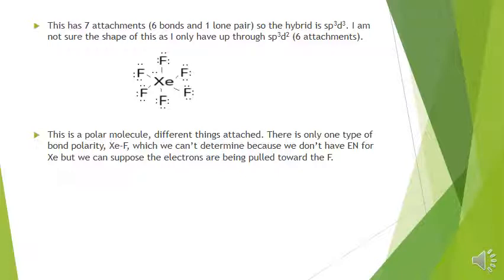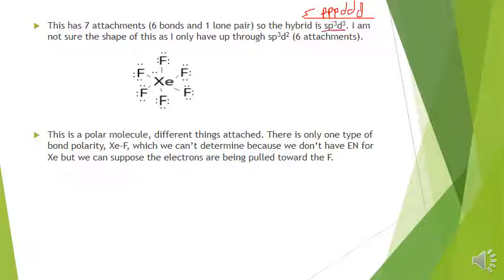So this molecule has 7 attachments. It has 6 bonds and 1 lone pair. So its hybrid is going to be sp3, so there's 1, 2, 3, 4, and then it has 3 of the d's. So you can write out s, p, p, p, d, d, d. And that's the hybrid.